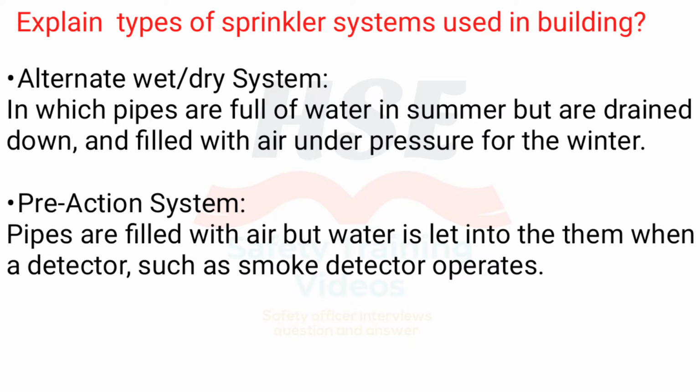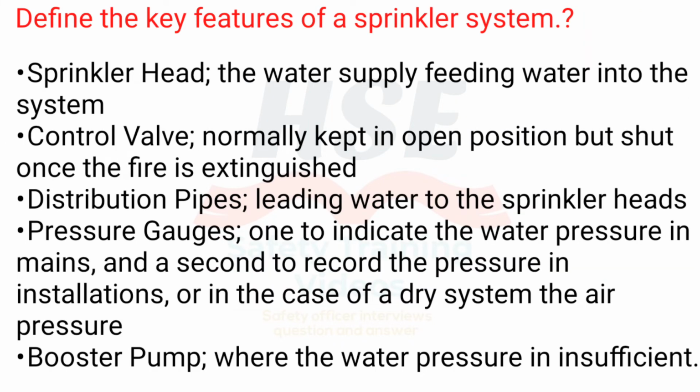Pre-action system: pipes are filled with air but water is let into them when a detector, such as a smoke detector, operates. Define the key features of a sprinkler system. Sprinkler head, the water supply feeding water into the system.